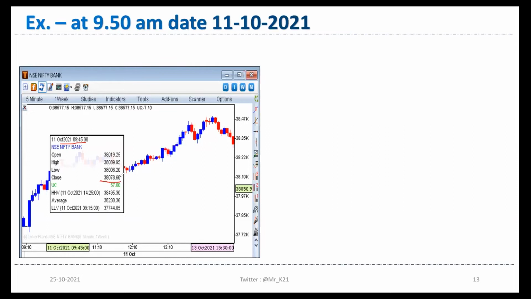Now this is to understand. I just wanted to reach this slide. So the 9:45 candle is the start time, and my candle closes at 9:50. This 5-minute candle closes at 38,078. Now can you please tell me what would be my at the money strike if my 5-minute spot Bank Nifty chart is giving me 38,078.60?